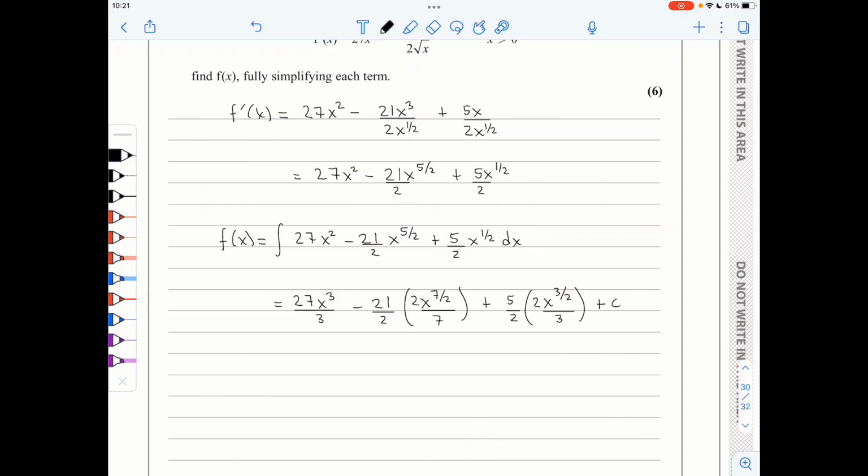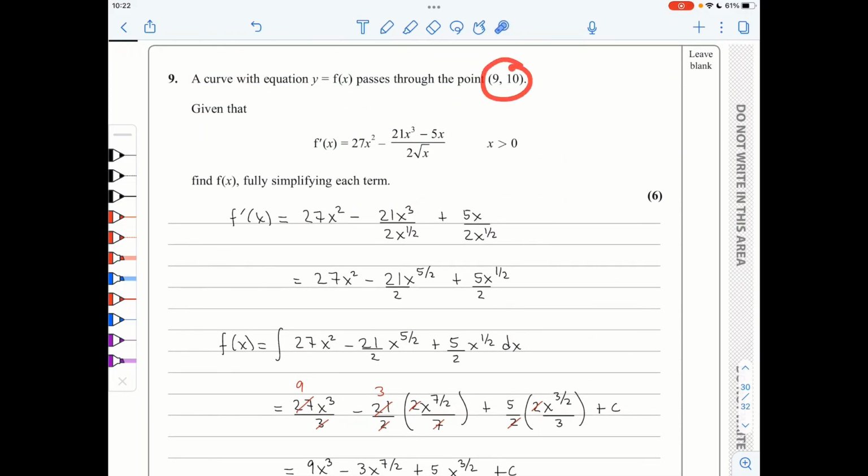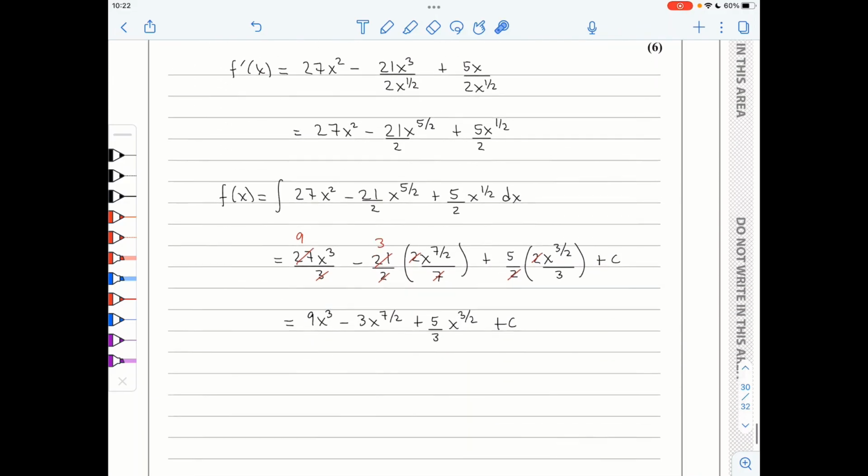We do have some simplifications. The 27 with the 3 leaves me a 9. The 21 with the 7 leaves me a 3, and the 2 with the 2 go away, and the 2 with these 2 go away. So I end up with this being 9x cubed minus 3x to the 7 over 2 plus 5 over 3 x to the 3 over 2 plus c. The plus c is the constant of integration, and I'm actually going to be using the fact that f of 9 is 10 to find c and complete the answer.